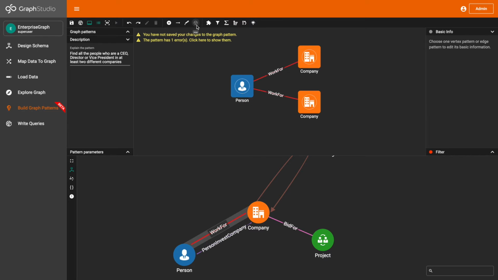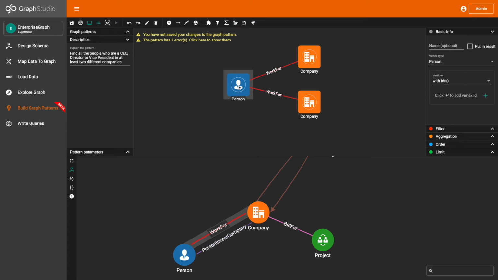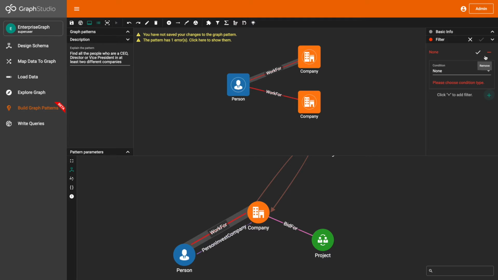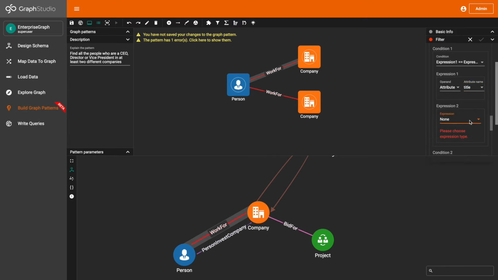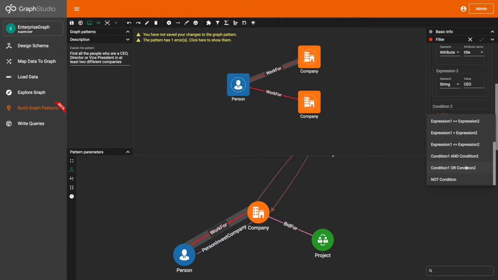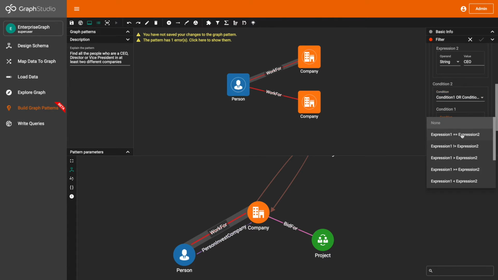So next I'm going to merge the person vertices together because we're trying to find the people who work for at least 2 different companies. And next I'm going to add a filter to the work for edge. We're trying to find everyone who worked as a CEO or a director or a vice president in at least 2 different companies. So I'm gonna find all the people who work for a company who has the title CEO, director, or vice president.